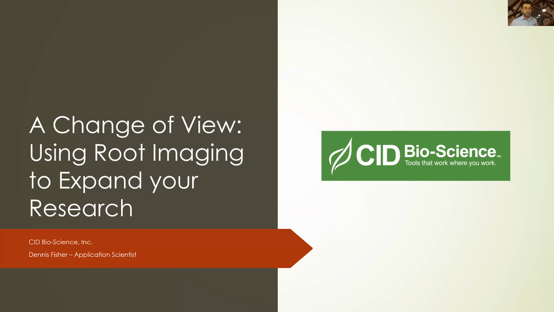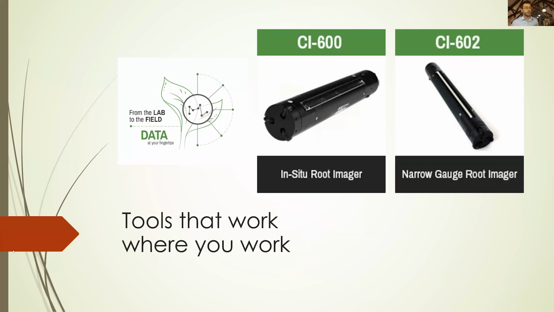So to get started, we'll be covering the CI-600 and CI-602. Now, the 600 has actually been around for about 10 years and is an in situ root imager. And the 602 has just been developed as of last year using more recent technologies, being able to diminish the size of the root imager, but still keep it so that it can be applicable out in the field in already established tubes.